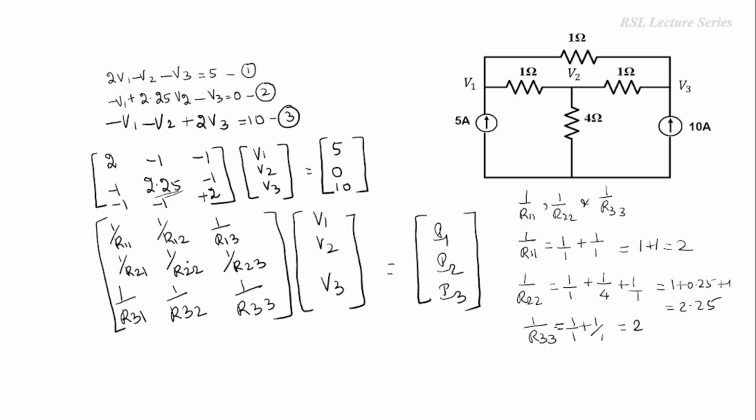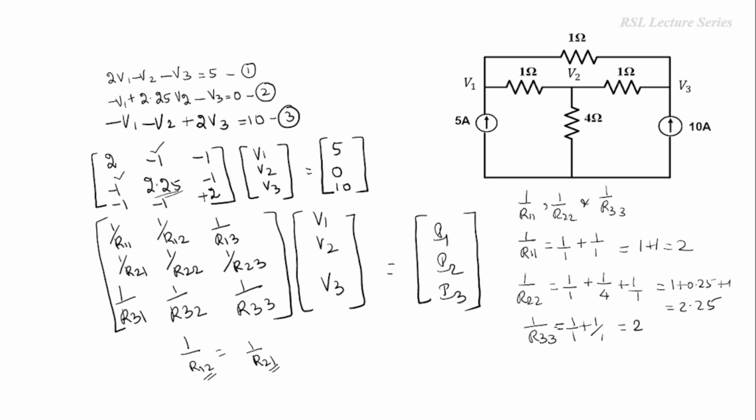Similarly, R12 is equal to R21. So here 1, 2, here 2, 1. This is nothing but the reciprocal of the common element connected in between node 1 and node 2 with the negative sign. So if we take the reciprocal for 1 ohm, 1 by 1 is nothing but 1, and we have to add a negative sign over here. So minus 1. So these two are minus 1.